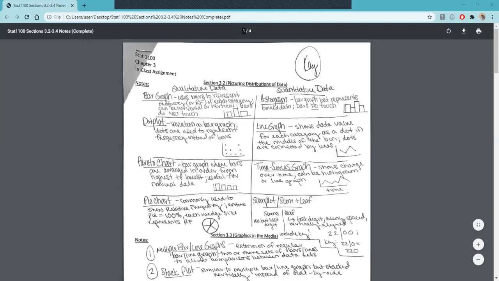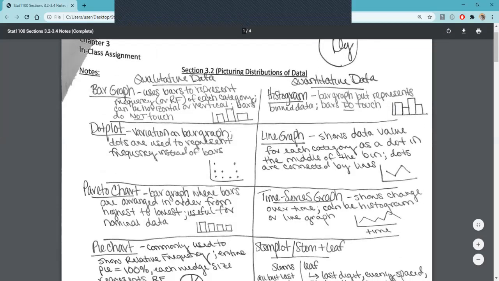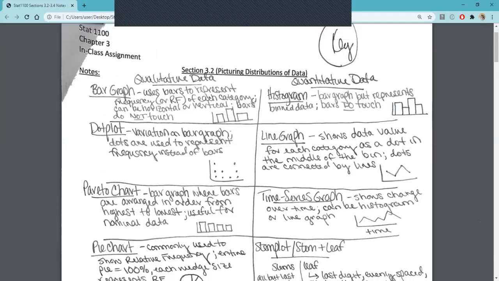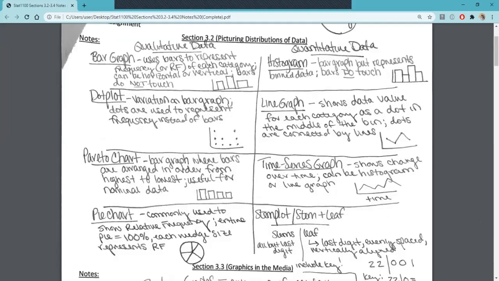All right, so let me zoom in a little bit. We're going to talk about picturing distributions of data. Again, as we have done so far, we're going to split it up between qualitative data and quantitative. Remember, qualitative data, we're talking about categories. So we don't want anything with any type of numerical value.